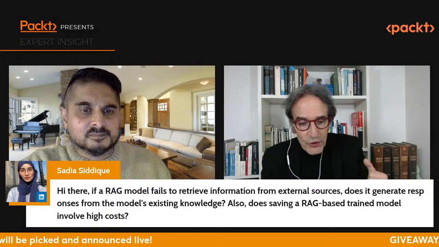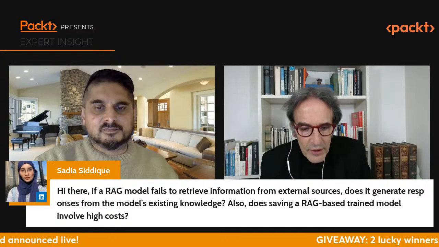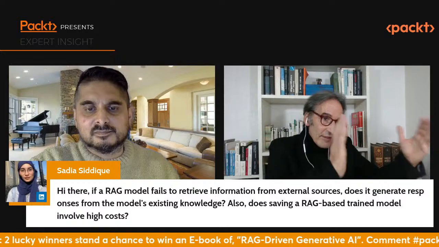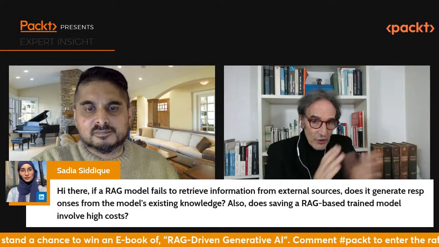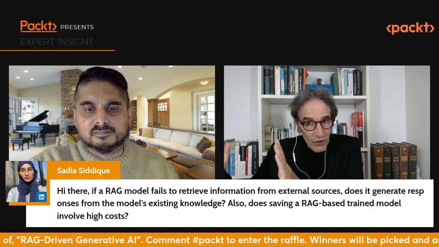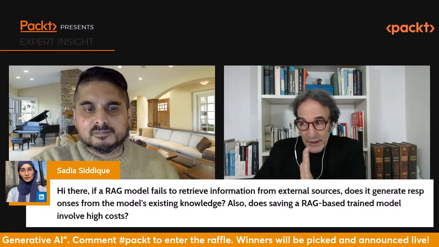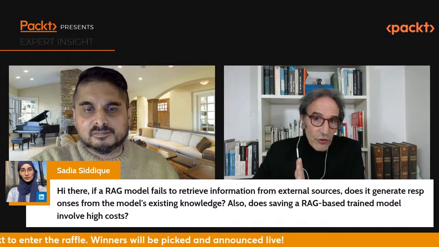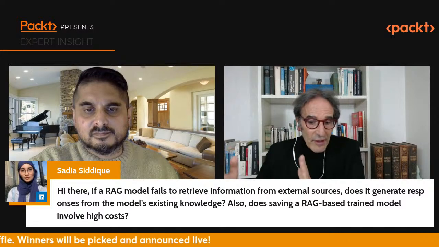So now, also, does saving a RAG-based train model involve high costs? So it's not a model. You're not training the model. You have a data set which is vectorized, and you have a generative model. The model remains the same. So now where is the cost? You have the API cost of running the model, or the cost of just using a free model, but there's a cost. And the RAG, yes, there is a cost.